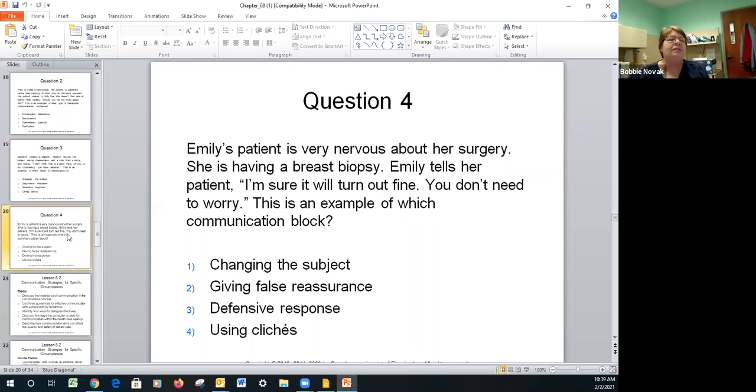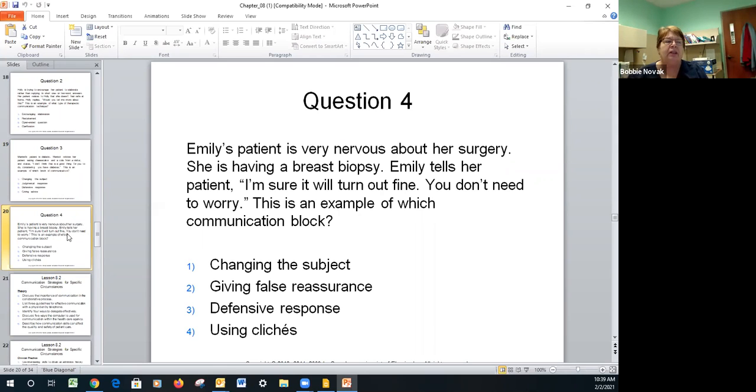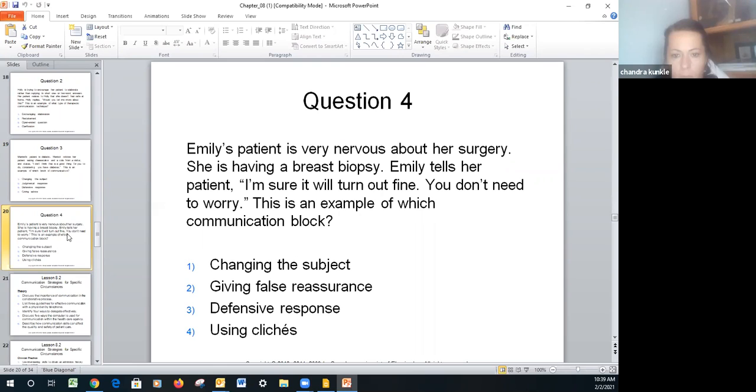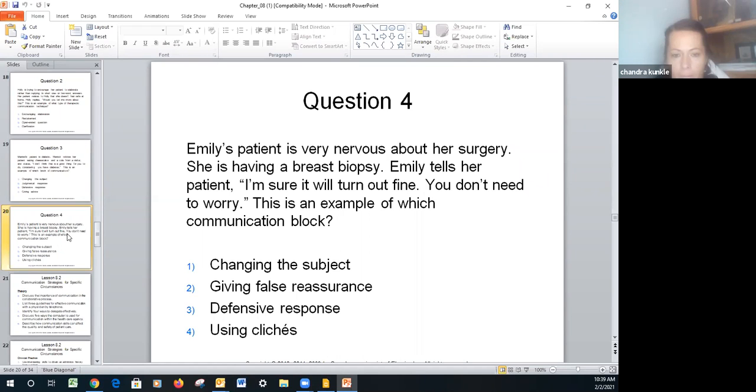So Emily's patient is very nervous about her surgery. She's having a breast biopsy. Emily tells her patient, "I'm sure it'll turn out fine. You don't need to worry." What communication block is that? Using a cliche, yes, we're giving her false reassurance. We don't know what that breast biopsy is going to show. So no, we're not going to say that.